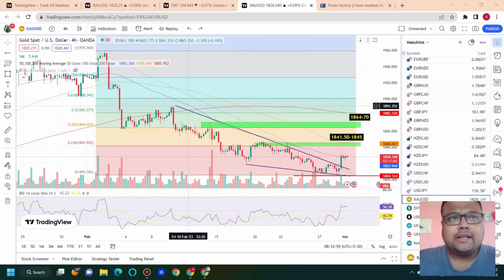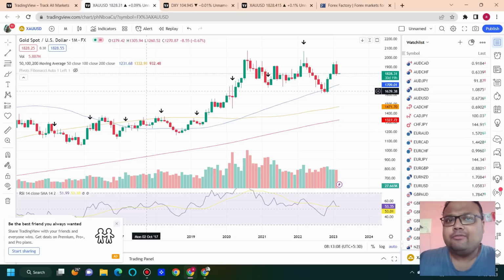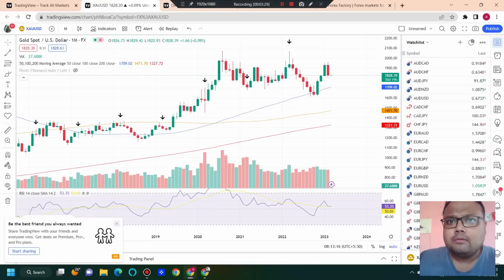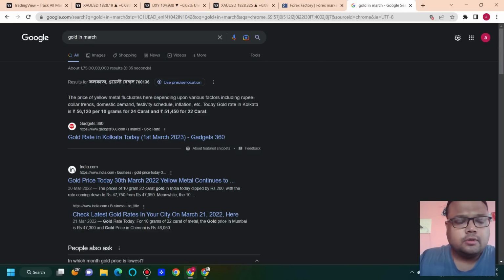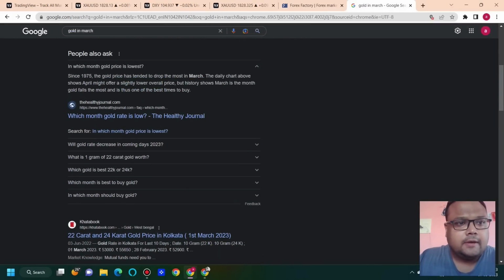But before I proceed with the levels, I would also like to mention the monthly chart of gold. Usually I do not talk about the monthly chart at all because this chart is too slow for me. But if we look at the history of gold, then we can see that in the month of March, gold hardly forms any green candle. If you just go to Google and type in gold in March, you will see this. In which month is the gold price lowest? Since 1975, gold prices tended to drop the most in March.